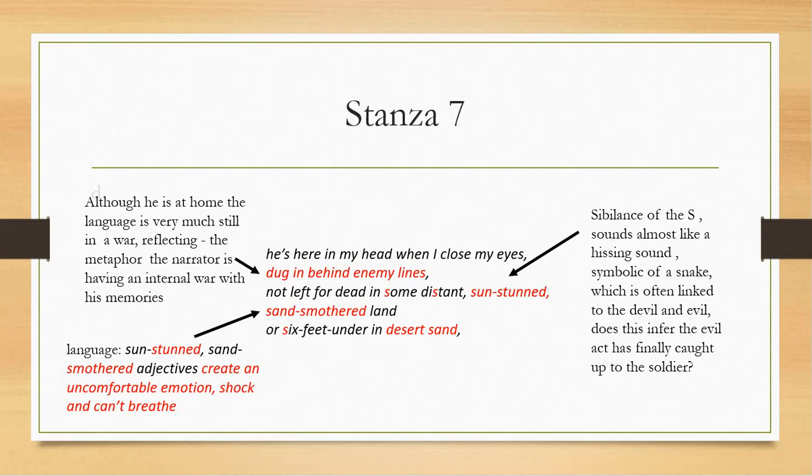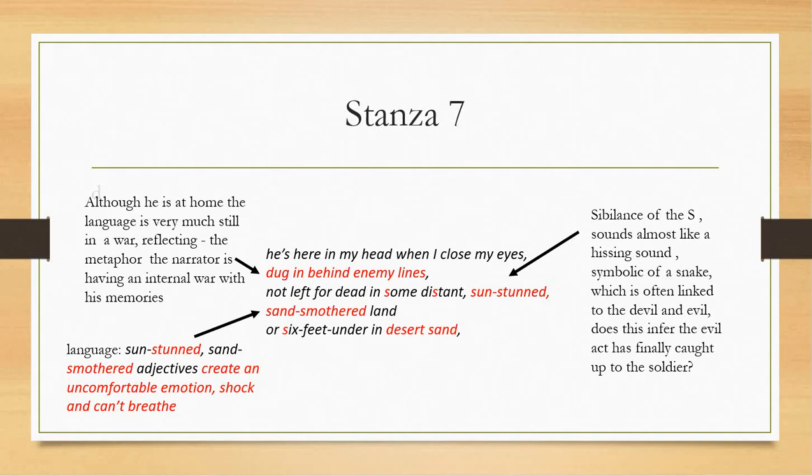And then the final point, if we look over to the sibilants, a form of alliteration where we use S's. There is a pattern of S's that make a hissing sound. Sibilants, lots of S's. We could say alliteration, but sibilance is correct. So the S sounds almost like a hissing sound.